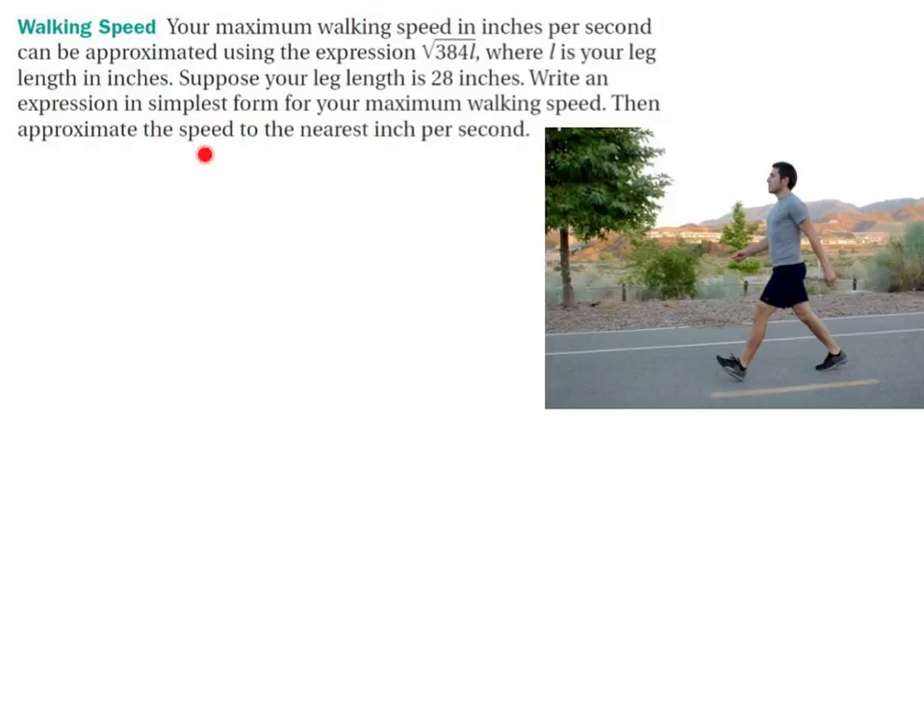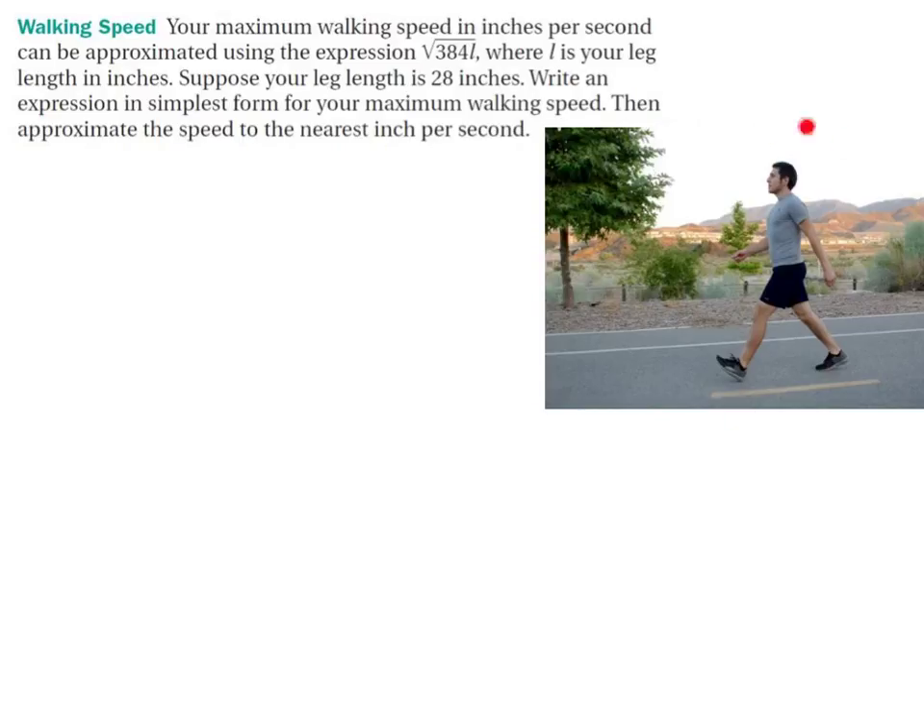Write an expression in simplest form for your maximum walking speed. Then approximate the speed to the nearest inch per second. Remember, that is a whole number. So you're going to have two answers. One of them is going to be the expression in simplest form, and then you're going to take that and round it to the nearest whole number, which is the nearest inch per second.